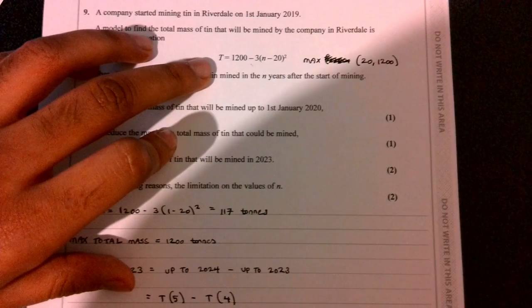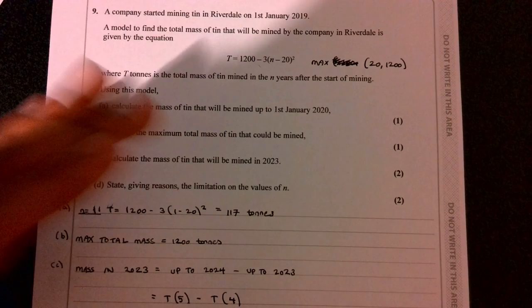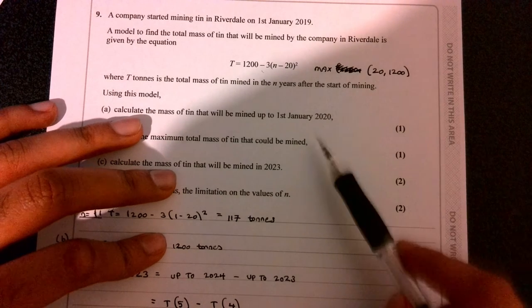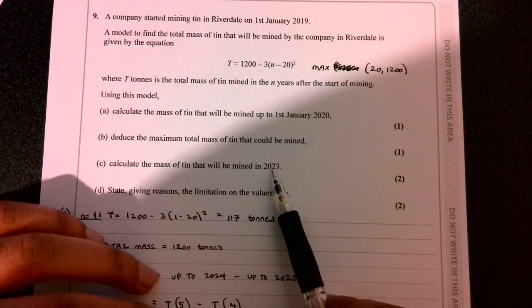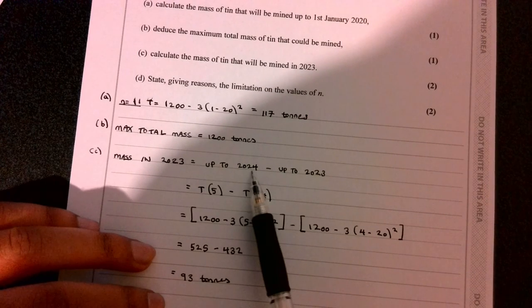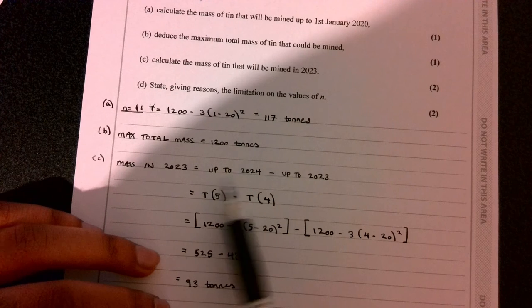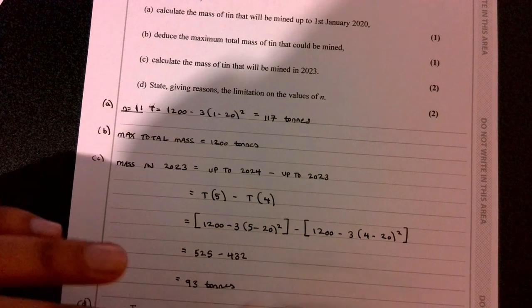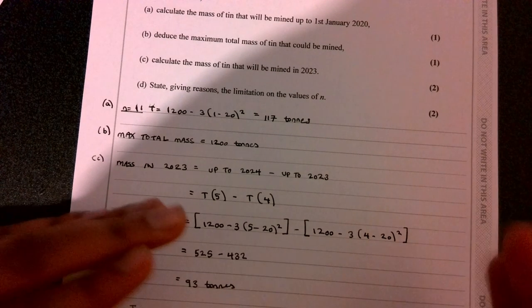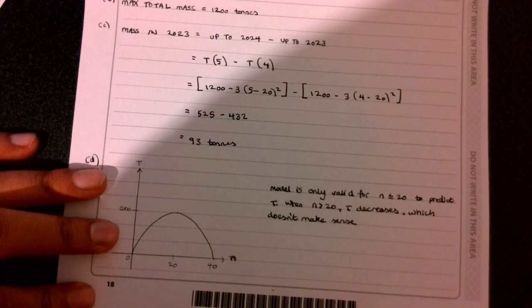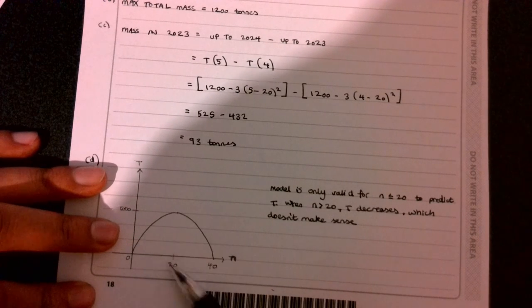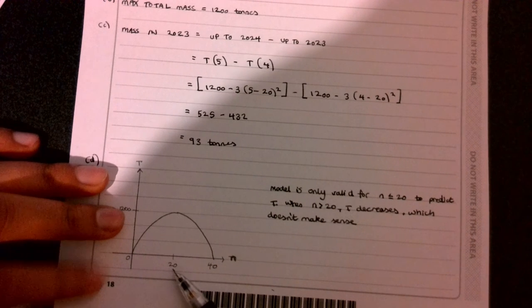But over here, this formula of t tells us the total mass including previous years. So for example, if we consider up to 2024, then we've added up the masses of the previous 5 years. So essentially we see that the mass will always increase. So hopefully that bit makes sense. And if you actually take a look at the graph, it is increasing up to n equaling 20.